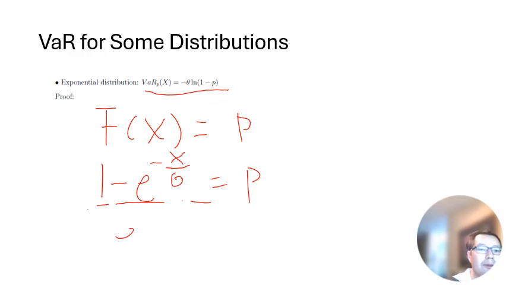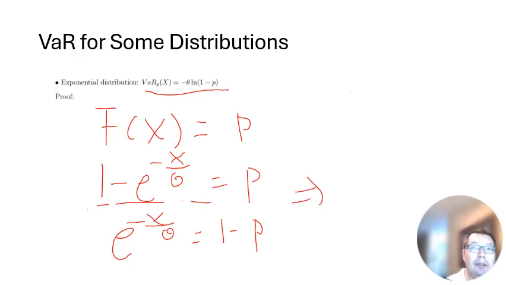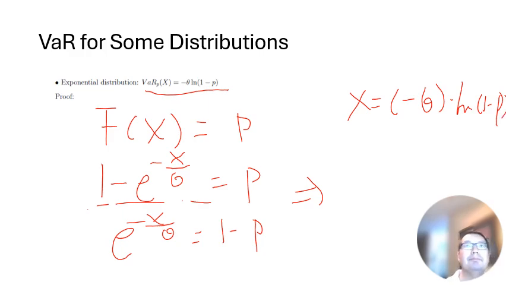So e to the power of negative x over theta would be equal to 1 minus p. Therefore, x is equal to negative theta times log of 1 minus p. The process is first equate the CDF to be p, then solve for x.